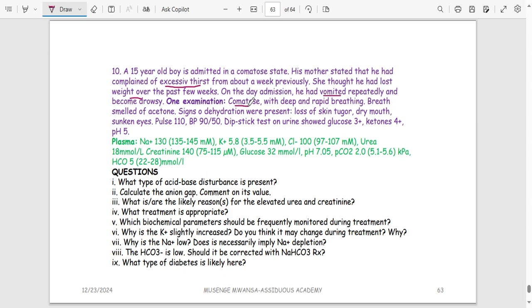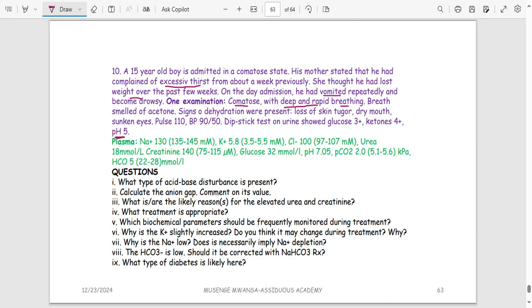On examination, the patient was comatose, with deep and rapid breathing, Kussmaul breathing. Breath smelled of acetone. Signs of dehydration were present: loss of skin turgor, dry mouth, sunken eyes, pulse 110, BP 90 over 50. Dipstick test of urine showed glucose 3 positive, ketone 4 positive, pH 5. You can see this is like a very high pH.